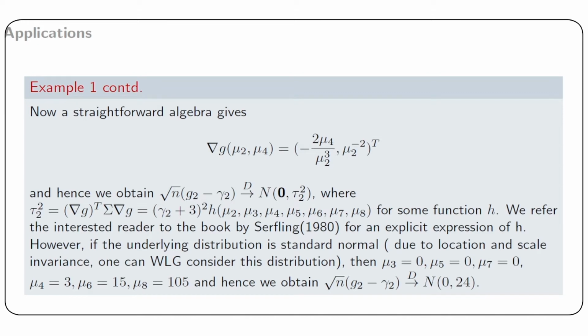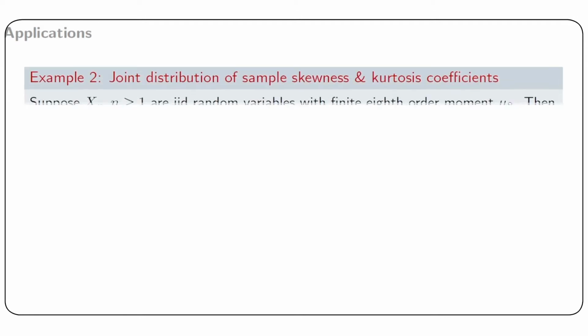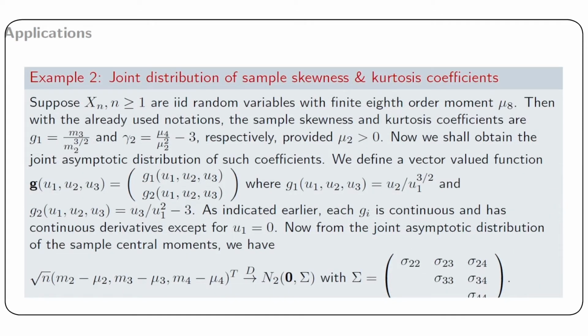Then we obtain the large sample distribution of G2 for a normal parent as again normal with mean 0 and variance 24. Next, we consider an interesting aspect of sample skewness and sample kurtosis coefficient in terms of asymptotic results. We shall find the joint asymptotic distribution of skewness and kurtosis coefficients.